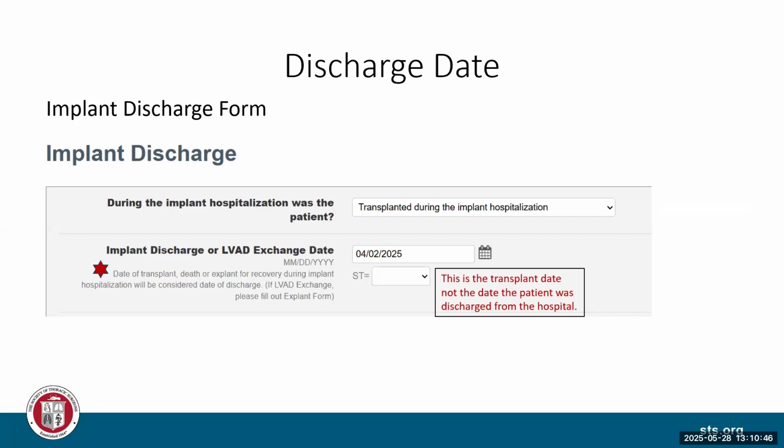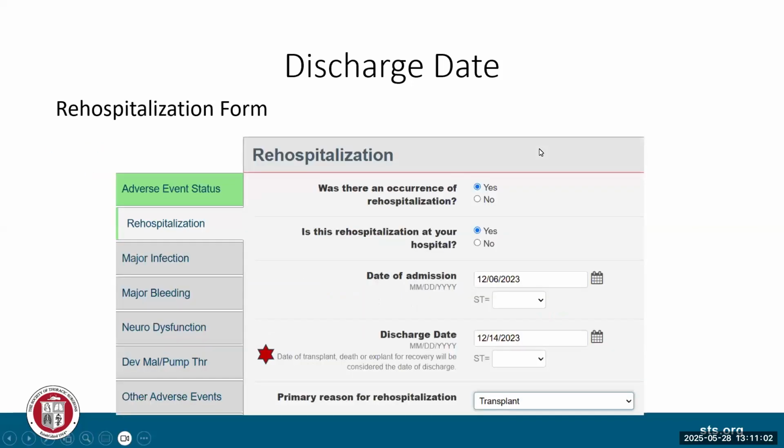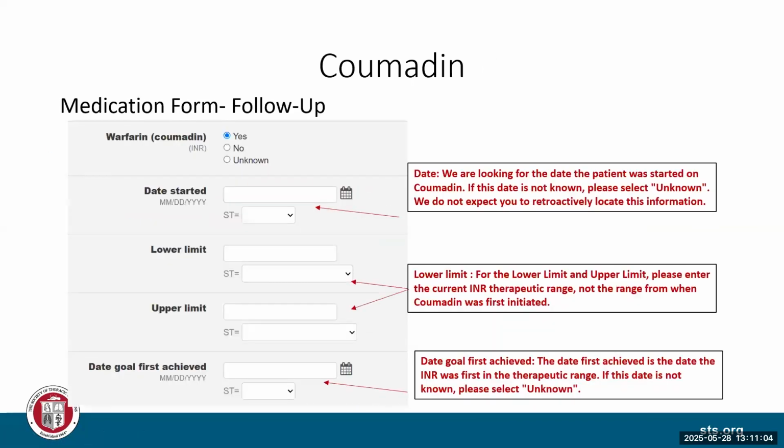So I'll just stop there for a second and we can go through some of the questions. Yeah, so the first question is related to the Coumadin. What if the limits are changed? Should we put in the date that the new goal is reached?